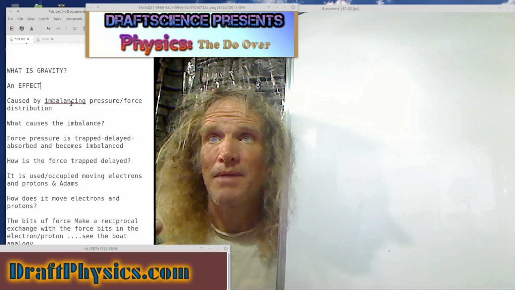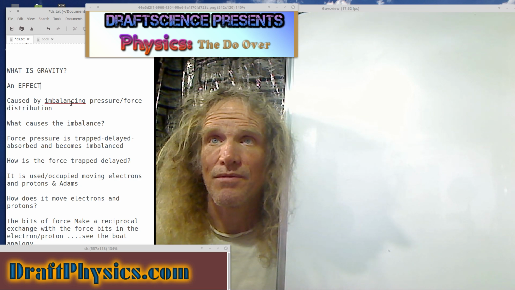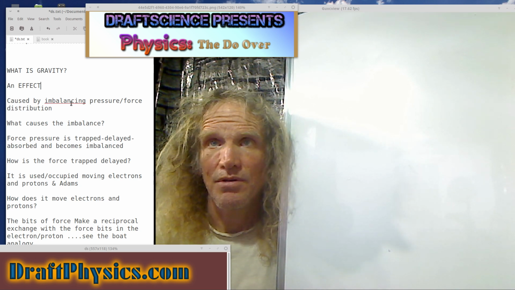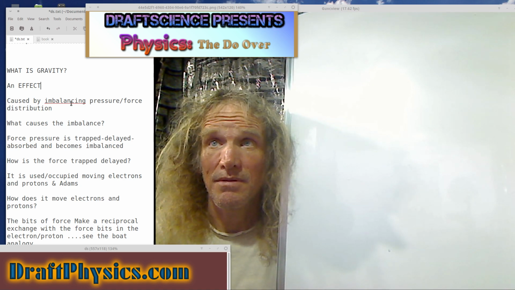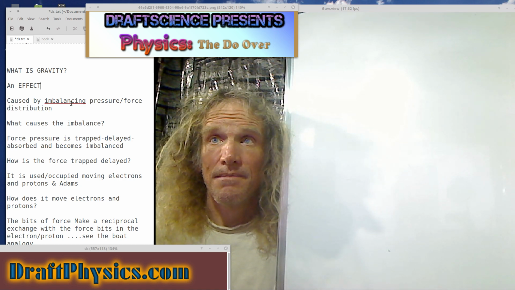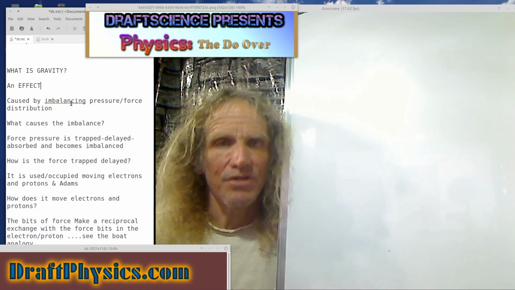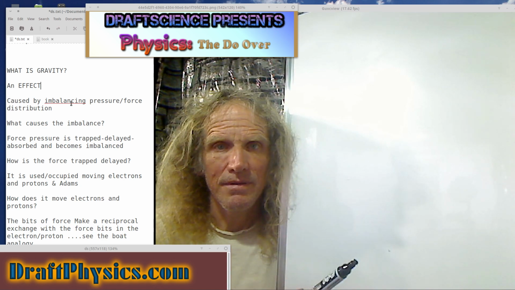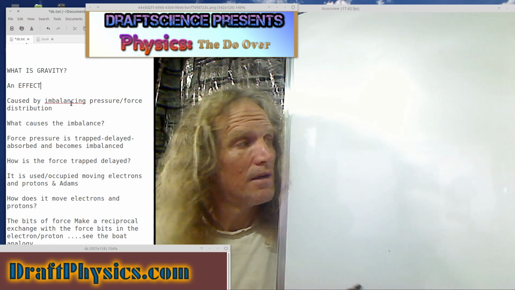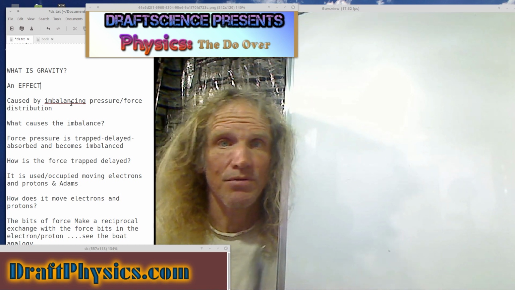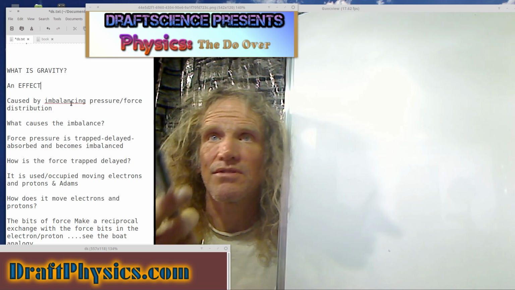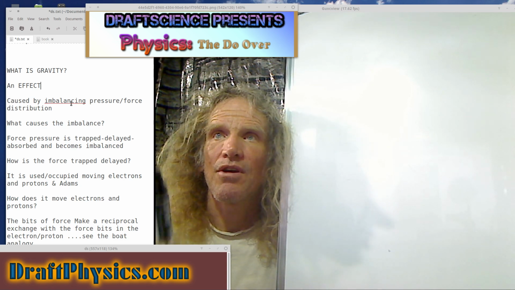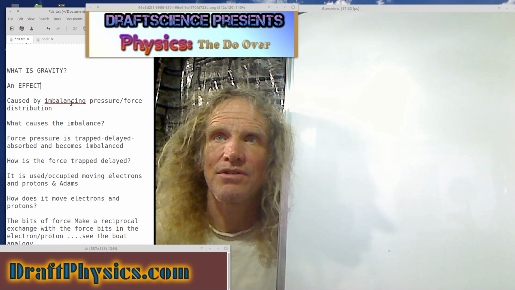All right, caused by imbalancing pressure-force distribution. So the force is essentially pressure, so those two words can be interchangeable. And again, lots of other words can be interchangeable, like trap and absorb and delay. Those are all words that can be interchanged. So let's just understand that too. Caused by imbalancing pressure-force distribution.